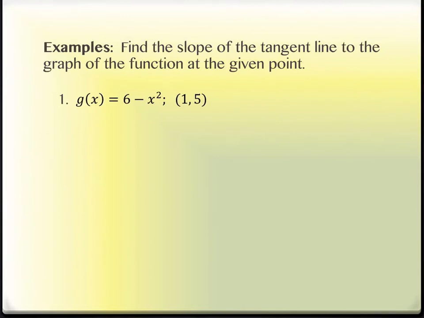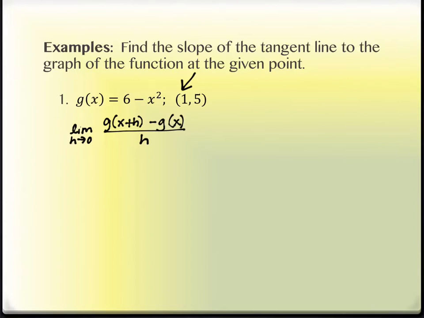So here's our first example. This one says we're going to find the slope of the tangent line of the graph of the function at the given point. So here's what we're going to be doing. We're going to be finding the limit as h goes to 0, and I'm going to write it several times. This function's called g, so we'll call it g of x plus h minus g of x over h. This is what we're going to find. And at the end, we're going to plug in x equal 1.